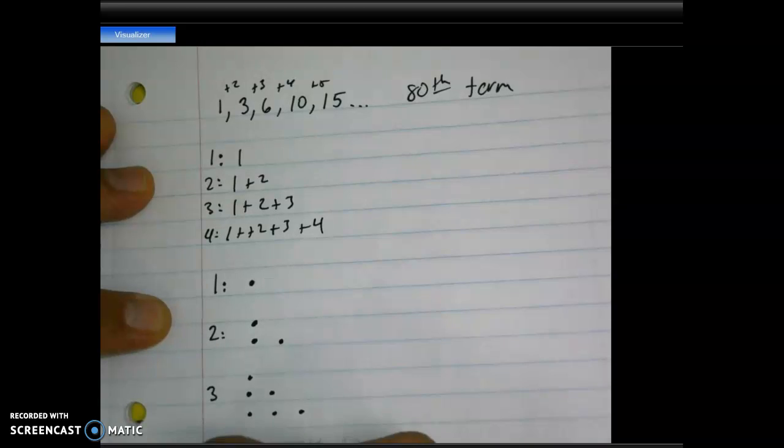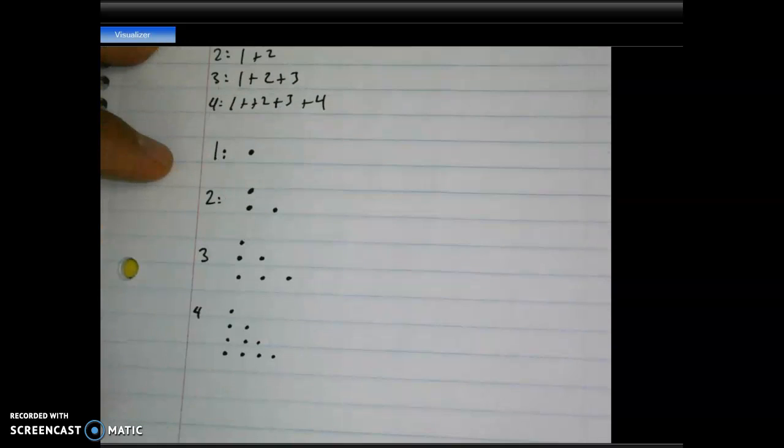Why am I doing this? I want to develop a pattern that I can use to find other values. So here's my situation. I've got terms 1, 2, 3, 4. They each have rows going from 1 to 4, 1 to 3, 1 to 2, and so on and so forth. You can see how this pattern would continue on down the line.